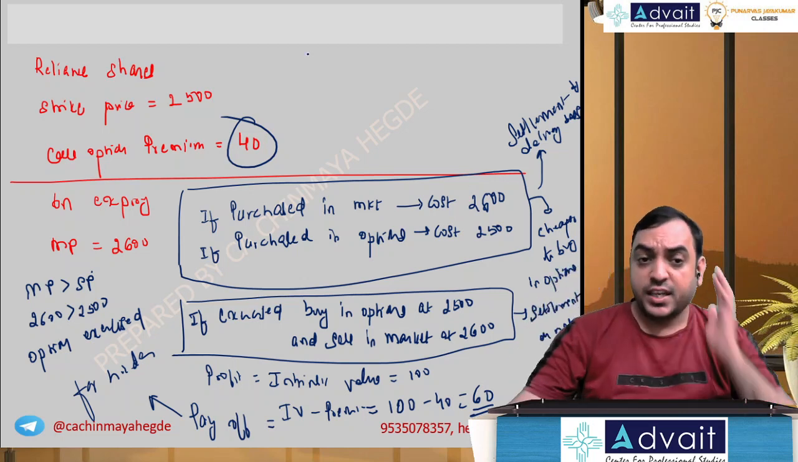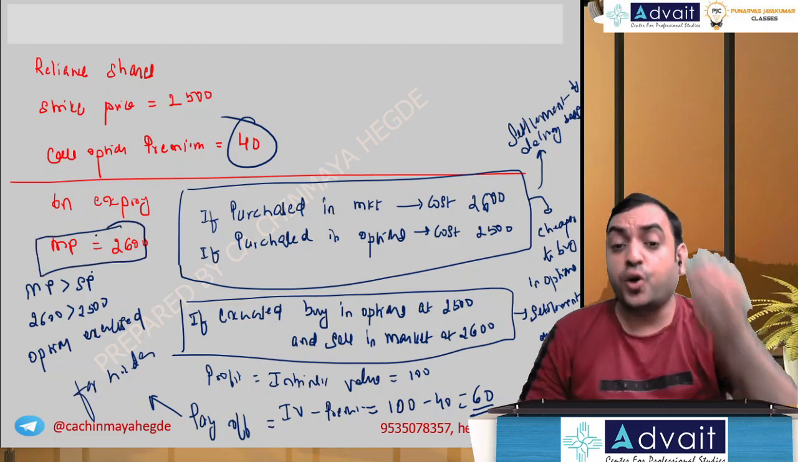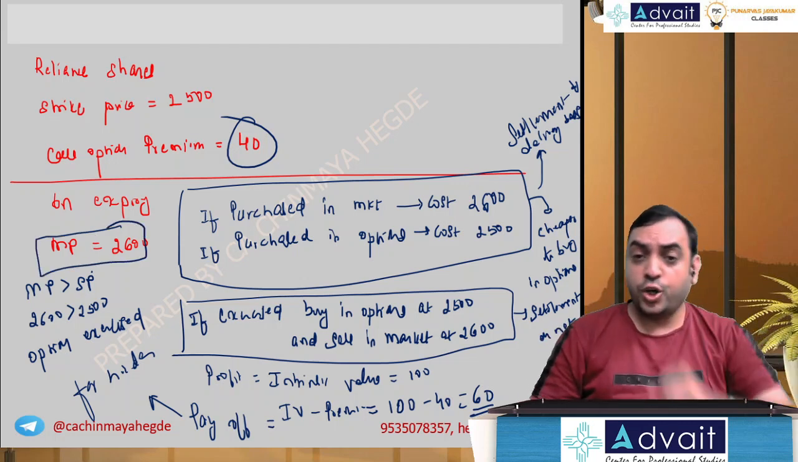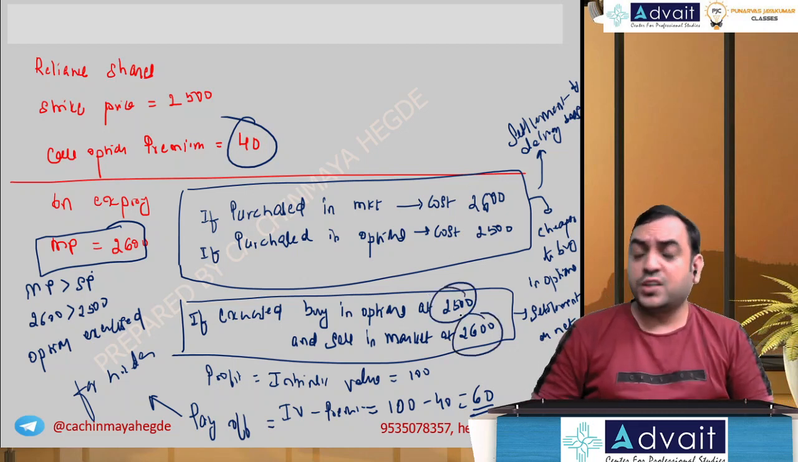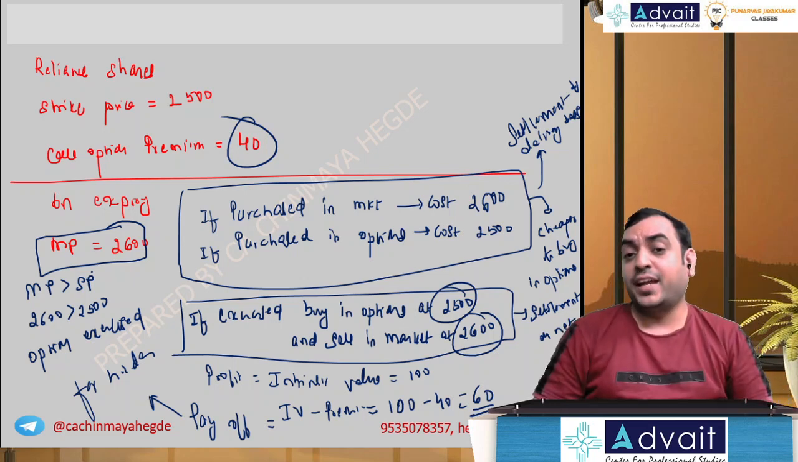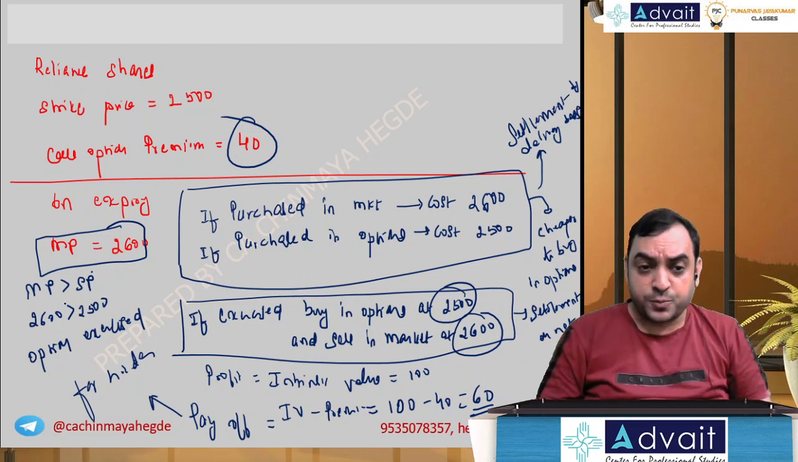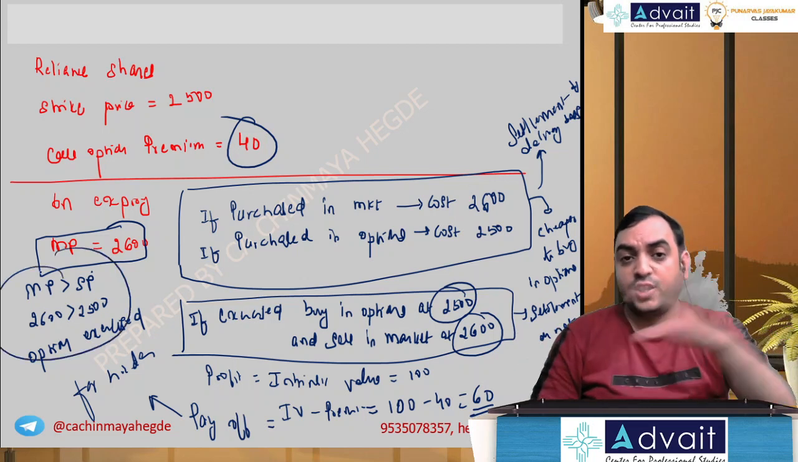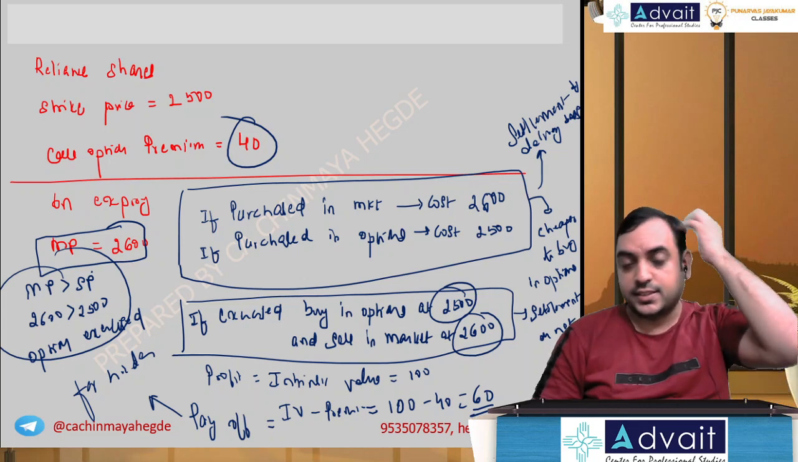And suppose the market price is not 2,600, but 2,400, then what do you do? Will you buy at 2,500 and sell it at 2,400? Why will you incur a loss? So intrinsic value cannot become negative. If it is a loss, I will not exercise. So if it is below 2,500, the option is not exercised.